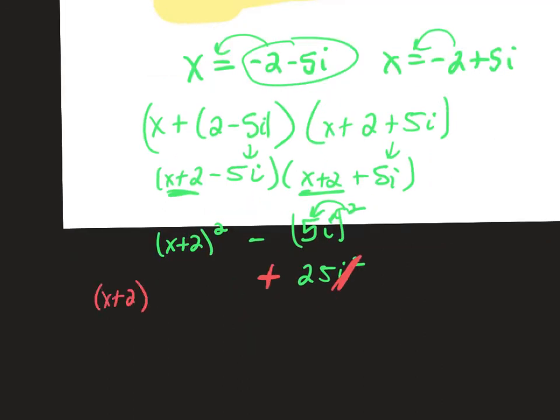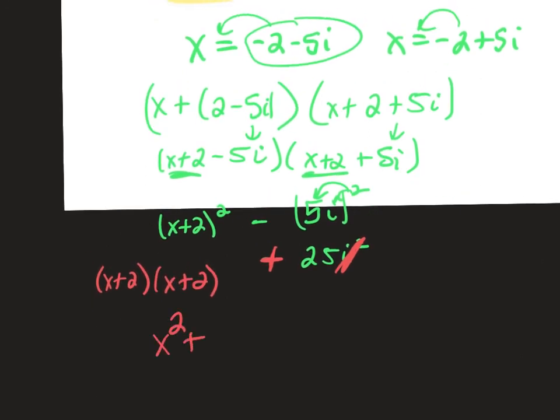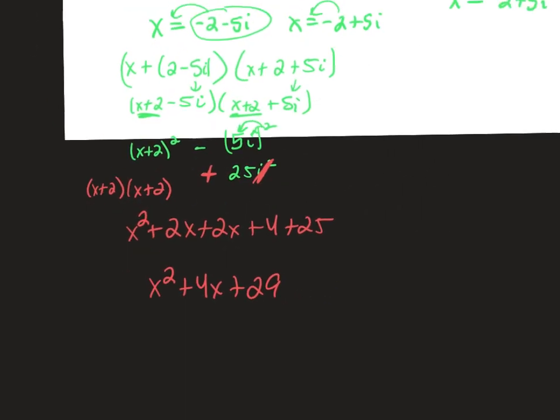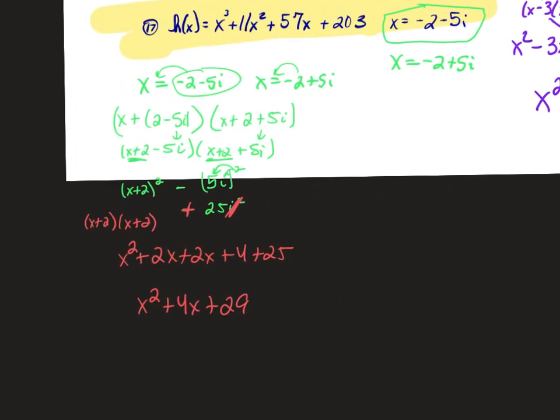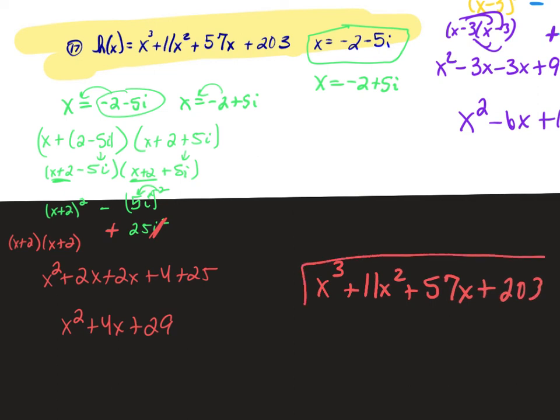So now I have x plus 2 quantity squared. So just FOIL it, x plus 2, x plus 2. That gives me x squared plus 2x plus 2x plus 4 plus 25. So I have x squared plus 4x plus 29. So I'm going to take my original polynomial, x cubed plus 11x squared plus 57x plus 203, and I'm going to divide that by x squared plus 4x plus 29.